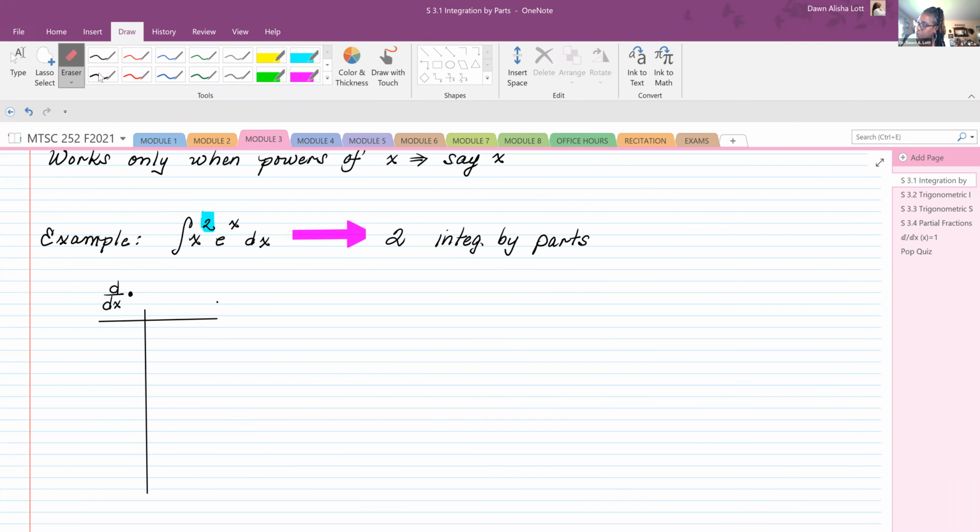Okay, on the other side, I have e to the x. The integral of e to the x is e to the x, and again e to the x, and again e to the x. This is an easy one. Okay, now you cross multiply like that.